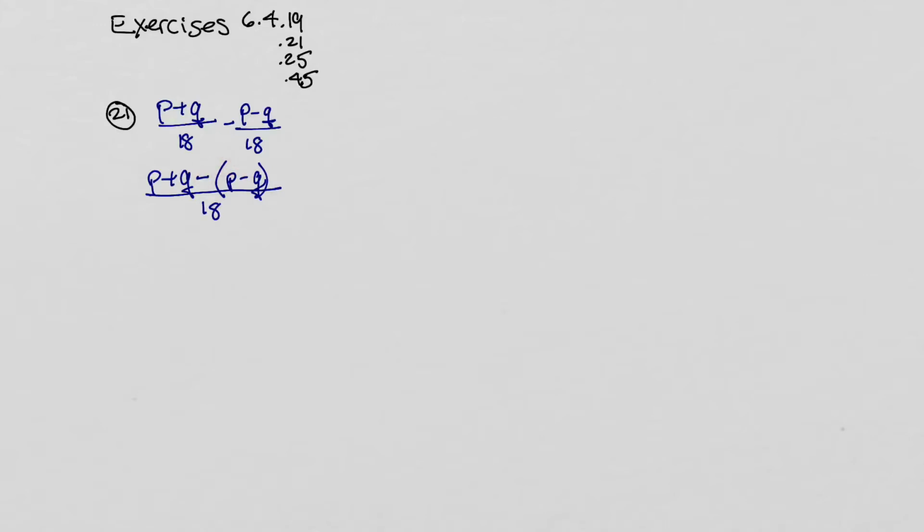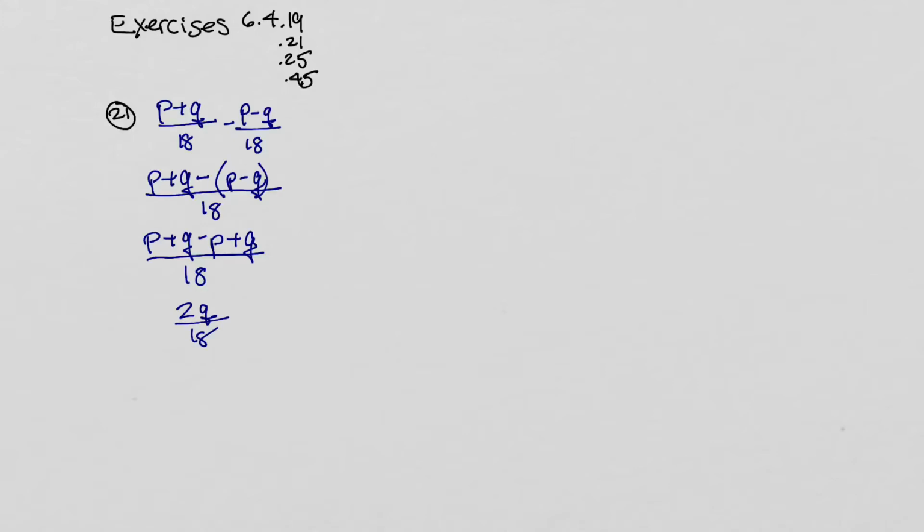Let's eliminate these parentheses here. Take that minus sign through, so we're going to have p plus q minus p plus q, right? Minus p, and minus a negative q is minus, a minus is a plus. All right, and the whole thing is over 18. And then what we've got is this p minus p, well that's 0, so that's gone. And we've got a q plus q, so we get 2q over 18.